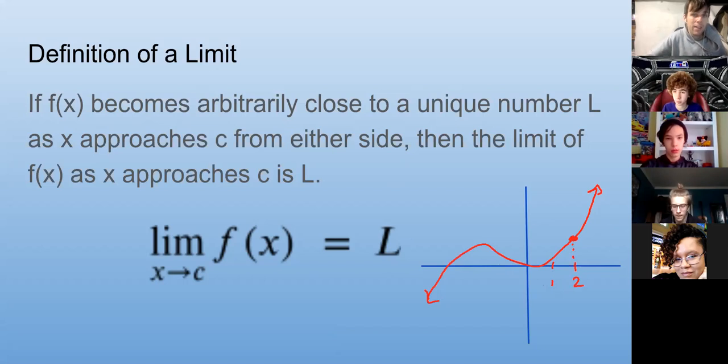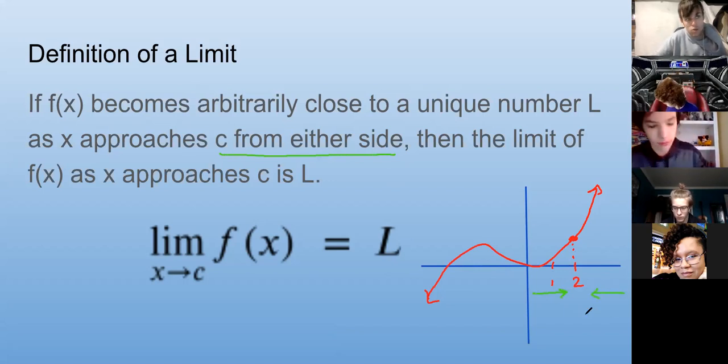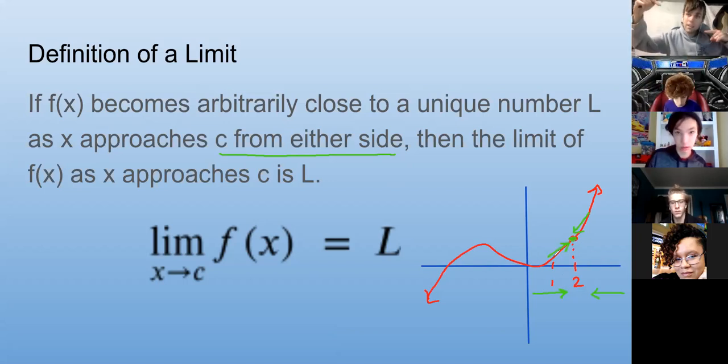And the other thing that this mentions in the definition is that it approaches from both sides. So we're talking about as we approach 2 from the left side and as we approach 2 on the right side, we can see that our graph is converging. That's the word I'm going to use. It's going to the same place on both sides. That's going to be an important thing for limits, is we want to make sure that our graph is converging from both sides on a single point.